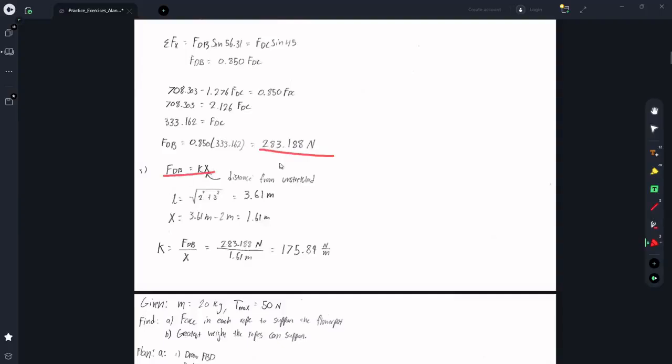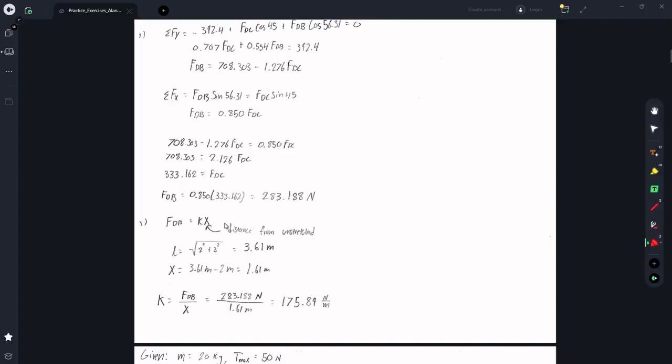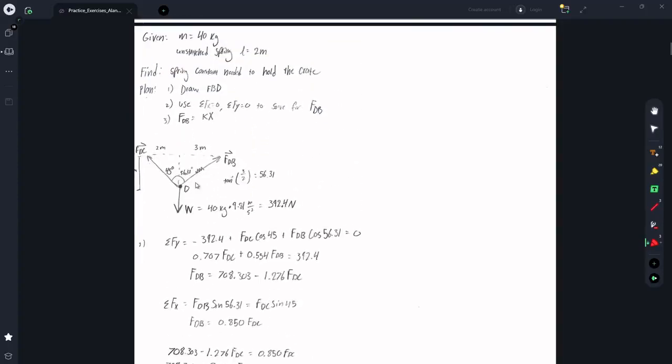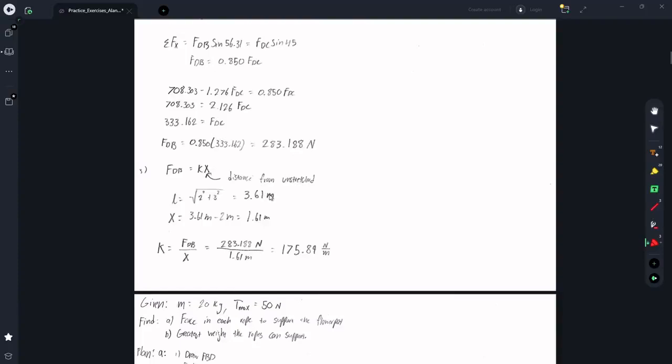I set that equal to, well, first I had to find the distance from unstretched of the spring, right here. So the spring is stretched this way. We're told that the unstretched spring length is 2 meters, but actually solving for this length, it is 3.61 meters. So the distance from equilibrium is just subtracting the unstretched from its actual length, which was 1.61 meters. Then I could plug that into F equals kx and solve for k, which I did right here, and I got 175.89 newtons per meter.